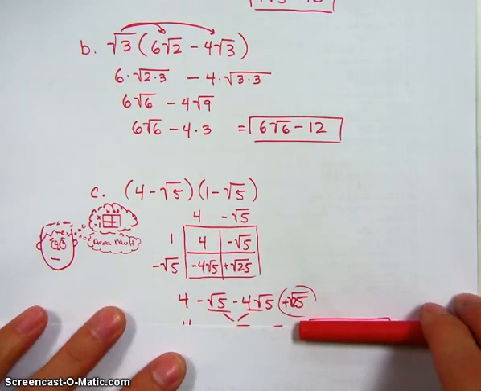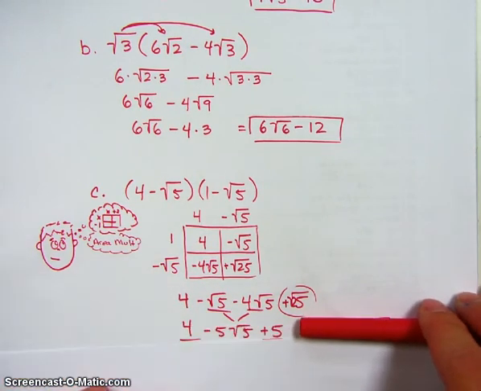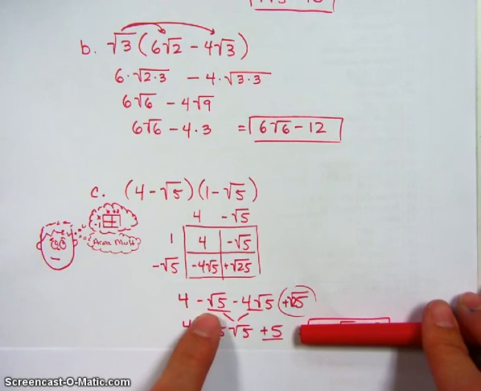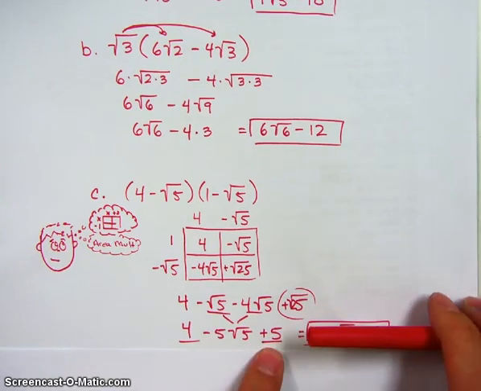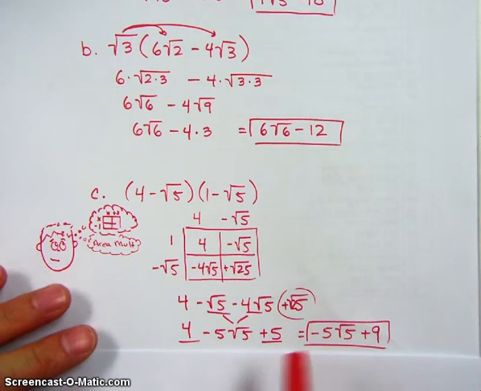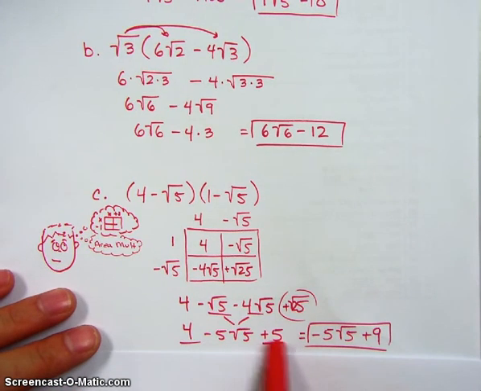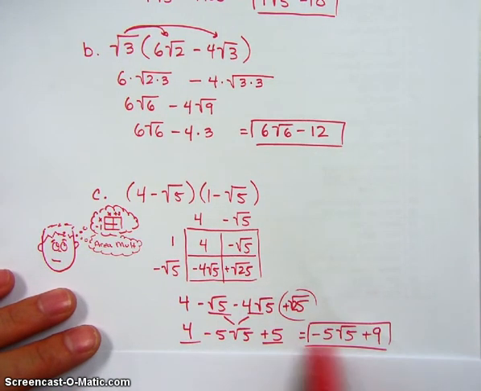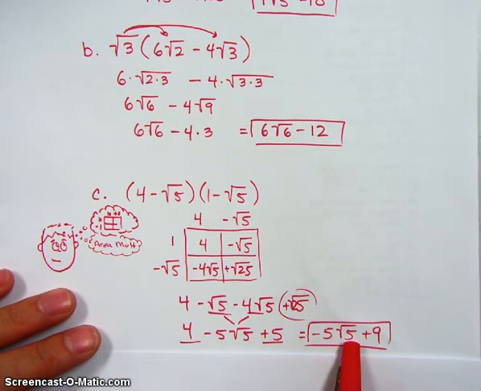Now I can see, okay, let me work with this. Before, can't do anything with that, but negative 1 rad 5 and negative 4 rad 5 is negative 5 rad 5. That simplifies to 5. And then last but not least, these two here are going to be able to combine. 4 plus 5 is 9, and this portion here you just write by itself.